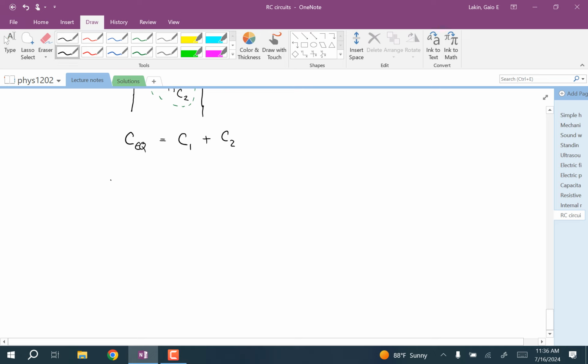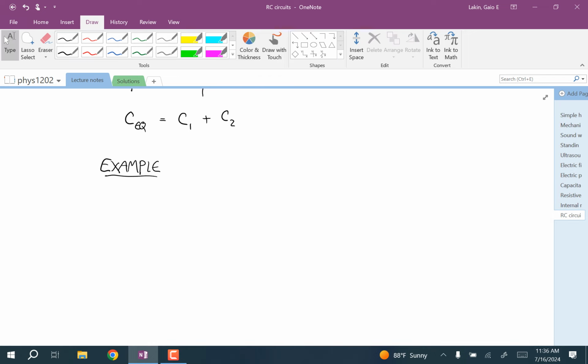Okay, so let's put this into a problem. We're only going to think about the charging in this case. Of course you can do this exact same thing while it's discharging, but I'm going to just do the charging part.